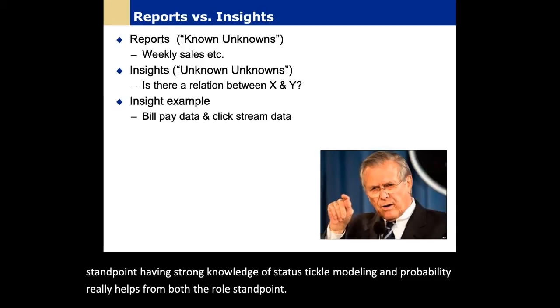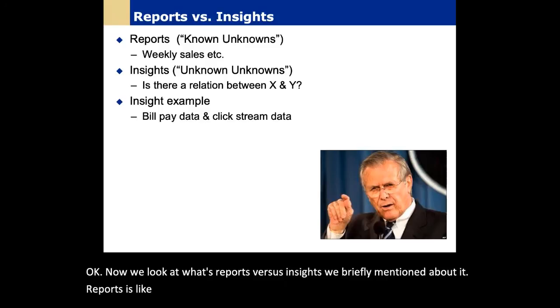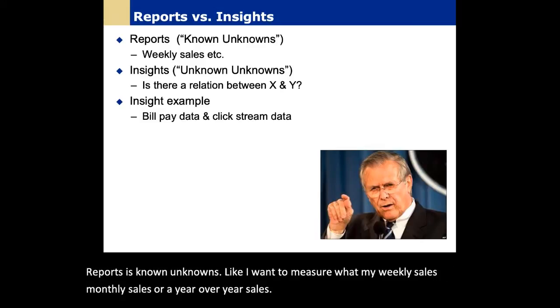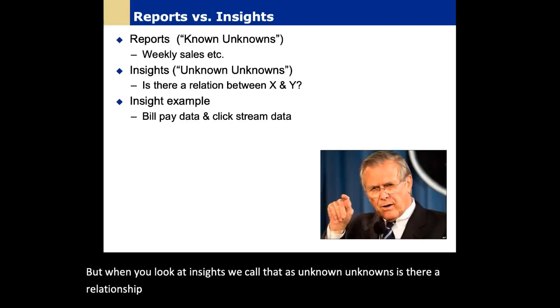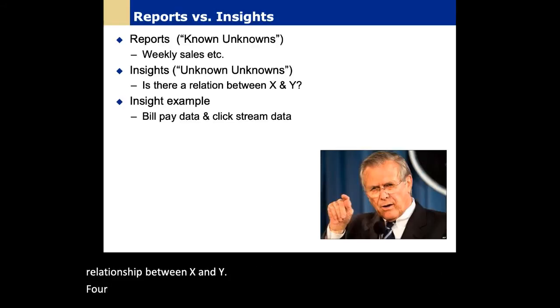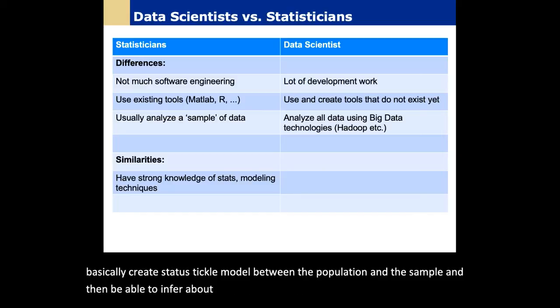Okay, now we look at reports versus insights. We briefly mentioned it. Reports are known unknowns. For example, I want to measure my weekly sales, monthly sales, or year-over-year sales. That comes in the form of reports. But when you look at insights, we call those unknown unknowns. Is there a relationship between X and Y? For example, is there a statistical model relationship between the population and the sample, so that you can infer about the population from the samples you have?